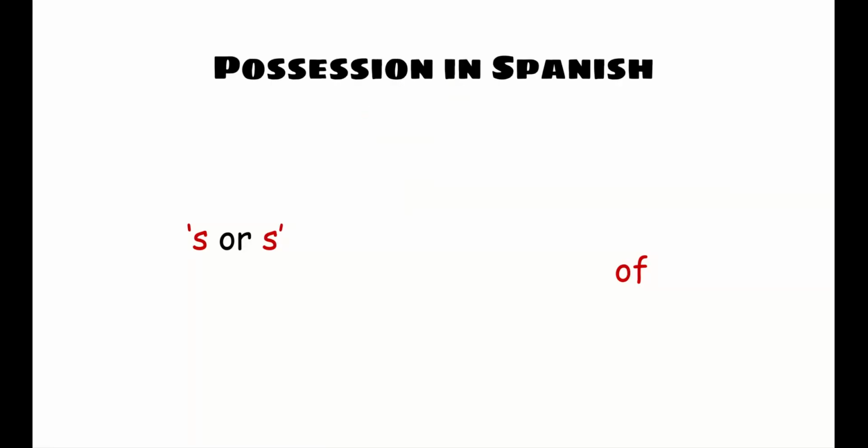So if you want to do the same thing in Spanish, you can't use the apostrophe S or S apostrophe. That just does not exist. You should never write apostrophe S when you're writing in Spanish. But Spanish does have a word that means of, and that is the word de. De means of. So this is how we are going to show that somebody owns something in Spanish, or that something belongs to somebody in Spanish.